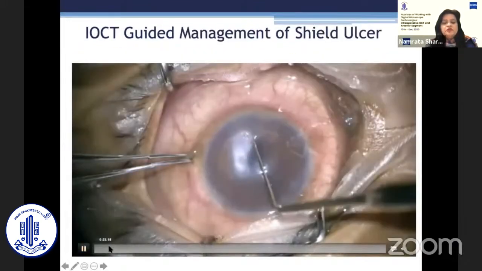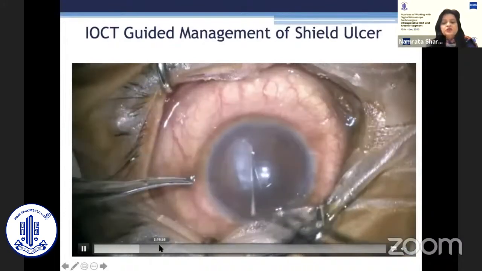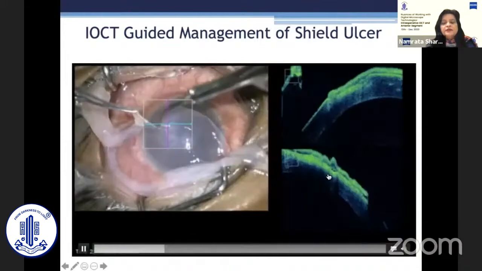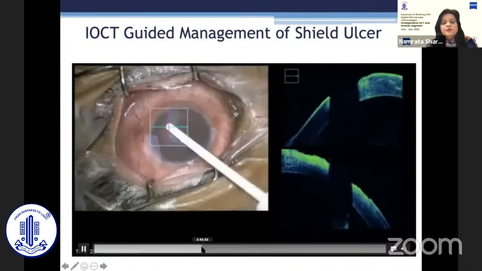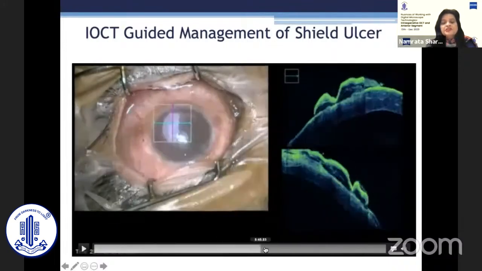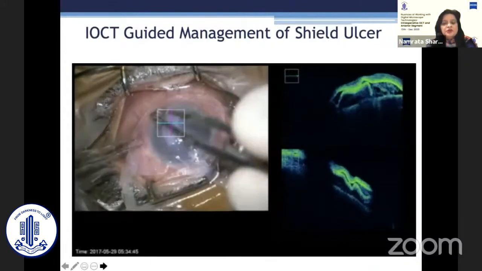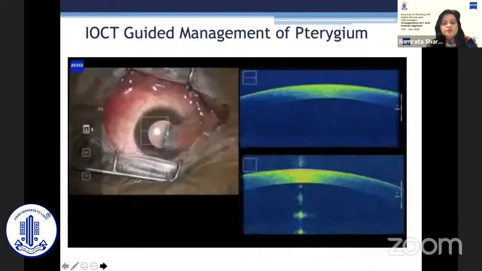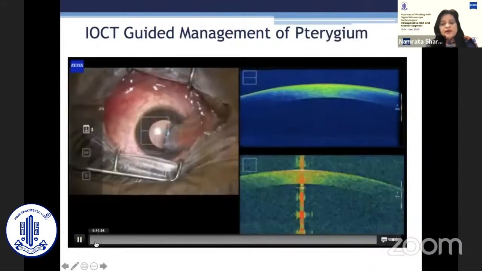Then even in cases of shield ulcer, you can know the depth of the shield ulcer. So this can be removed, and then two pieces of amniotic membrane are being cut here, one a smaller piece and the other a larger piece over this, and the same dynamics of these can be seen very easily on the intraop OCT microscope.